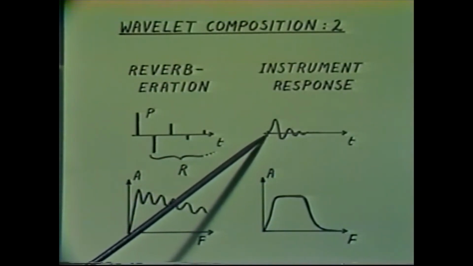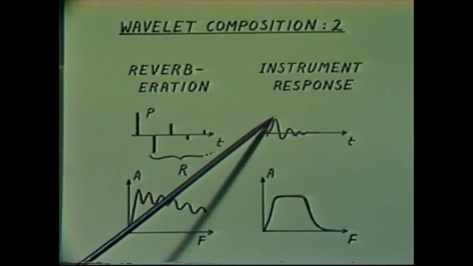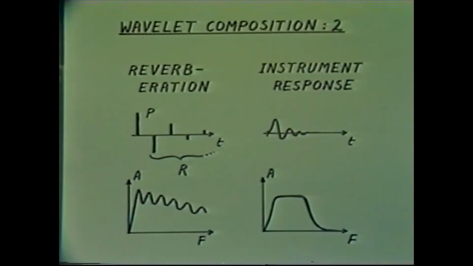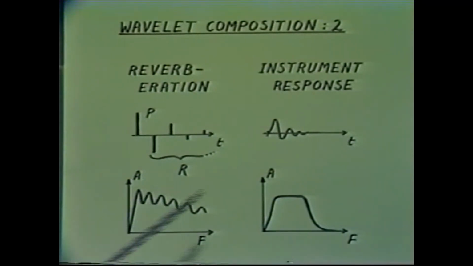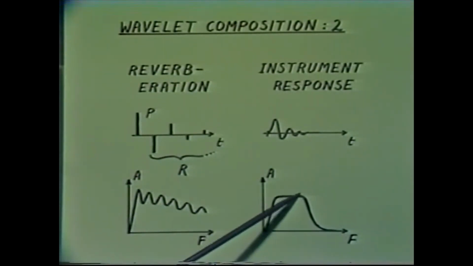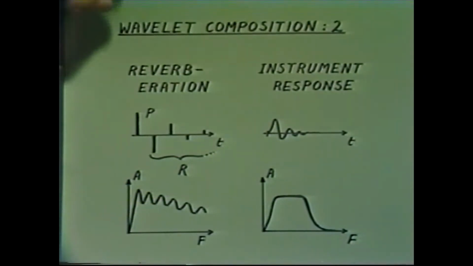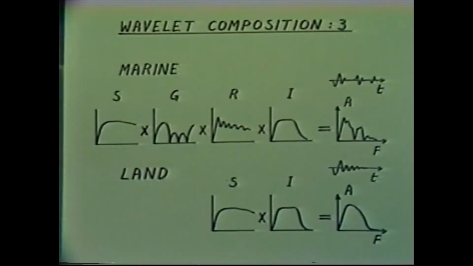Now this is mainly simply the effect of the bandpass filters in the recording instruments. So it has a wavelet characteristic something like this and just a bandpass type of amplitude spectrum. The effective wavelet is then the result of the convolution of these various component wavelets, or looking at it in the frequency domain, it's the result of the multiplication of the various amplitude spectra.